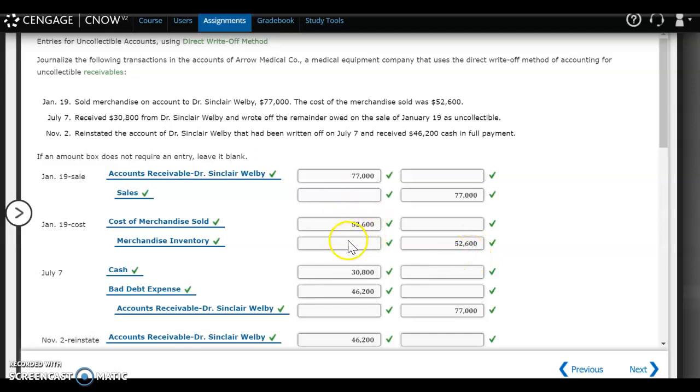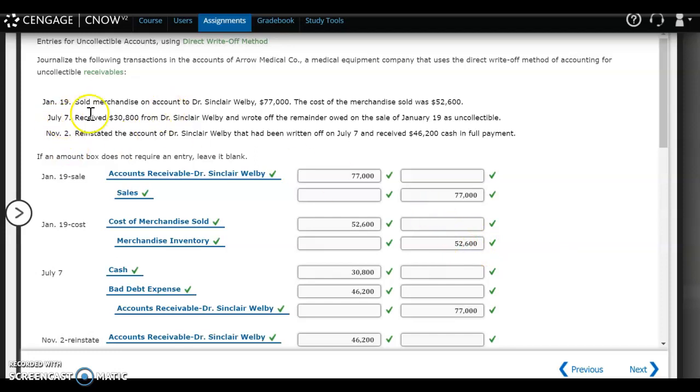So this is going to adjust the income statement. It's going to make sales go down to get your gross profit. And this credit to inventory is going to adjust your inventory on the balance sheet because we are selling this, so we need to decrease our inventory account.